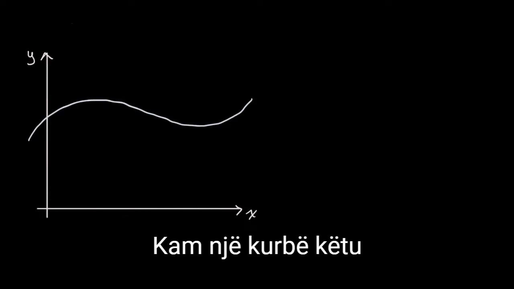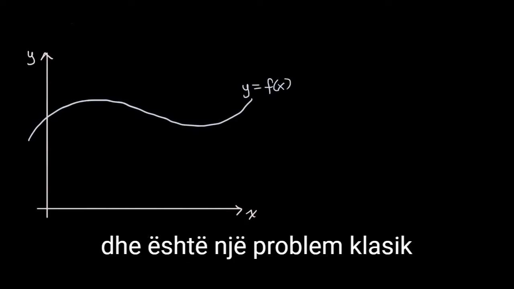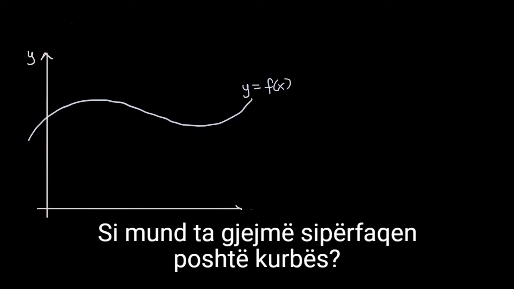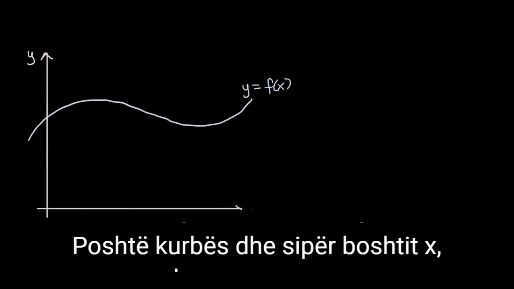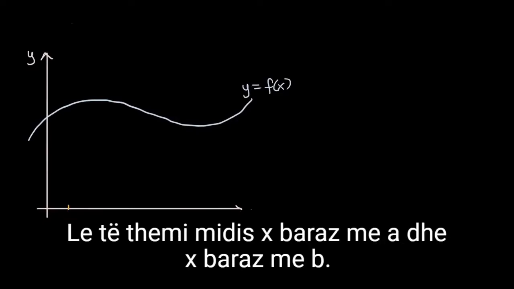So I have a curve here that represents y is equal to f of x. And there's a classic problem that mathematicians have long thought about. How do we find the area under this curve, maybe under the curve and above the x-axis? And let's say between two boundaries, between x is equal to a and x is equal to b.